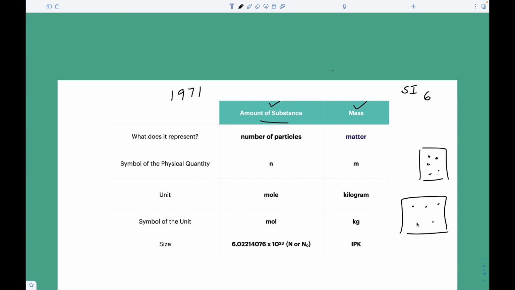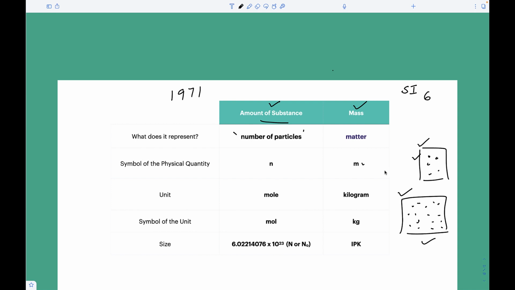A substance that has more number of particles has more amount of substance than a substance that has less number of particles or entities. Between these two, this has more number of particles or entities than this. So the amount of substance is more here than here. So understand that amount of substance represents the number of particles or entities. And these particles could be atoms, molecules, ions, electrons or protons, and so on.